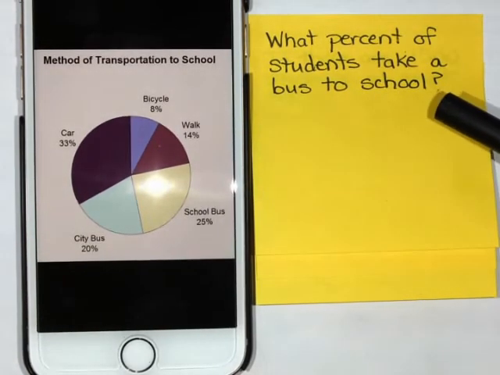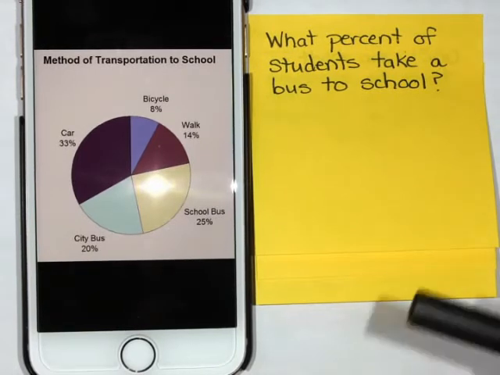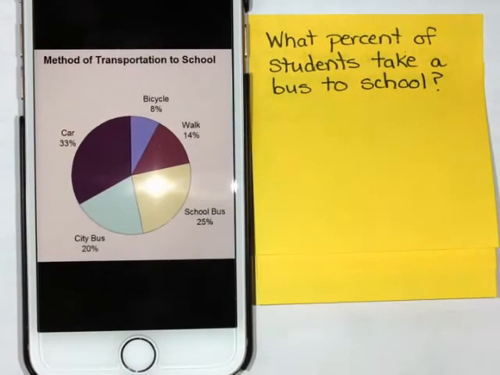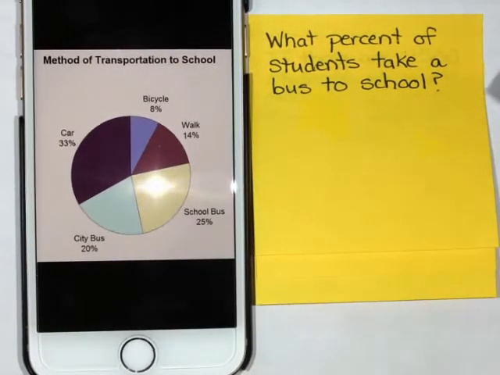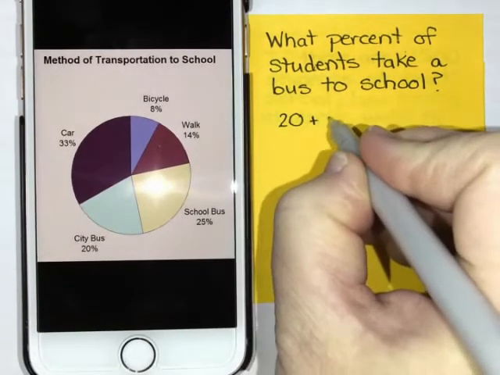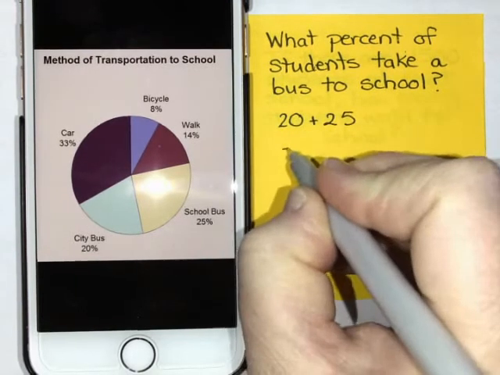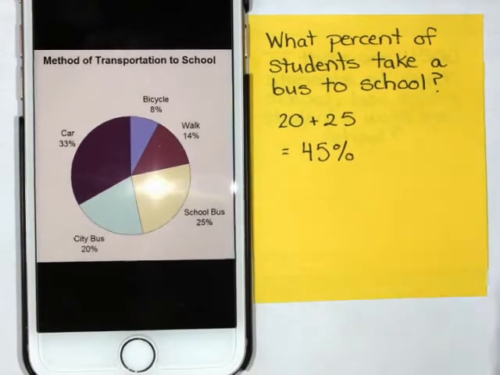So our first question here says, what percent of students take a bus to school? Now, there are 2 different options on here that involve the bus. We have the city bus and the school bus. It doesn't specify what kind of bus. It just says a bus. So I'm going to add 20% and 25% to get that a grand total of 45% of students take a bus.